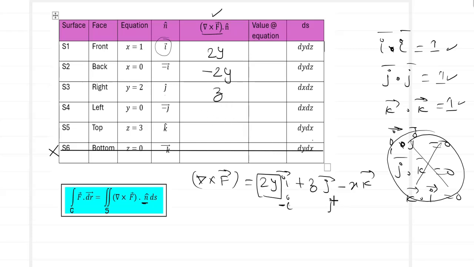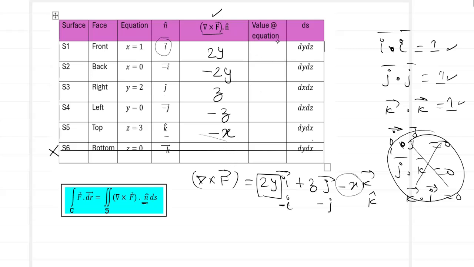So what will be the value of it? It will be z. So when I take it as minus j cap, what will exist? You will have minus z. When I take the dot product with k cap, what will exist? So you will have this quantity, minus x, to exist. So my del cross f dot n cap has been evaluated.